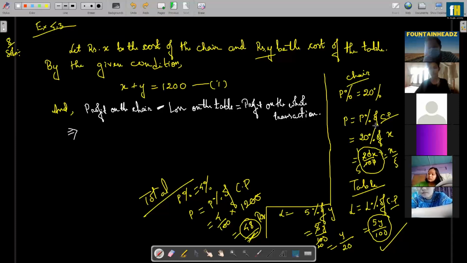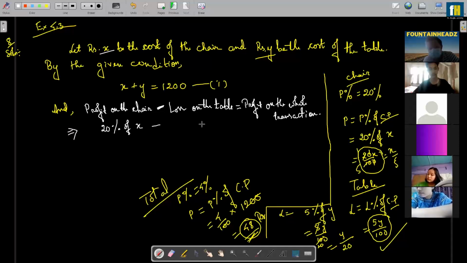My formula is profit percent of CP. Profit percent is 20% of CP, so 20% of X.